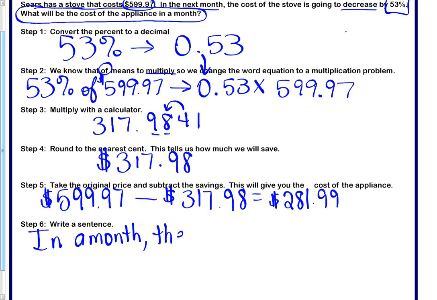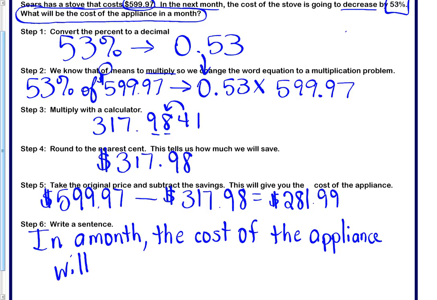the cost of the appliance will be $281.99. Remember, I have a period, I have a capital at the beginning of my sentence, and I have the dollar sign in front.